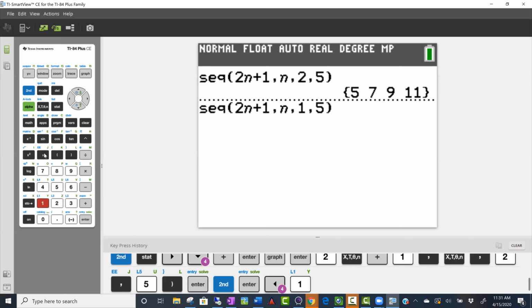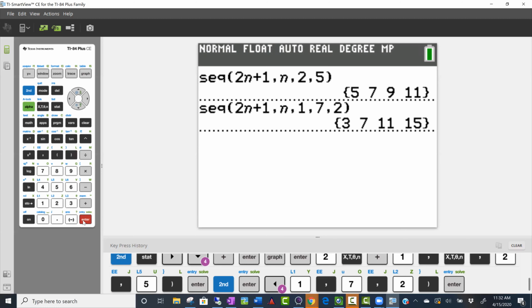1 and 7, but this time I want it to skip around. I want it to increment by 2. So I'll do a comma 2 here. And there you go. So it's plugging in first n equals 1, then n equals 3, then equals 5, and finally n equals 7. So it's skipping your even numbered terms. What else can we do with this?